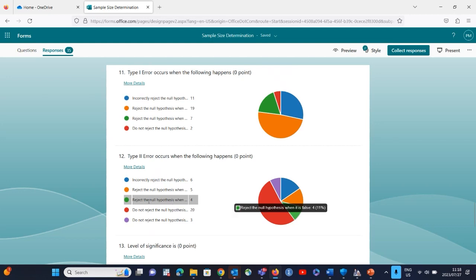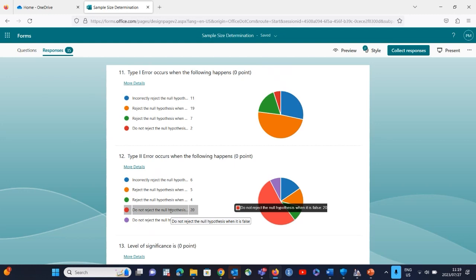I've explained the third one. When it's false, we want to reject it, so it's not an error. It's about not rejecting. So the first error is we reject, and then there's a condition. The second error, we don't reject, and then there's a condition.